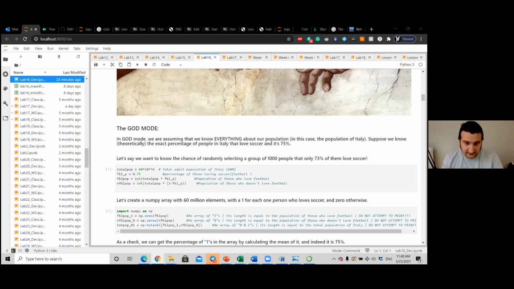In God mode, we are assuming that we know everything about our population. For the case of this example, it means that we know everything about the population of Italy. Okay? Now, suppose that we know, theoretically, the exact percentage of people in Italy that love soccer, and it's 75%. Okay?